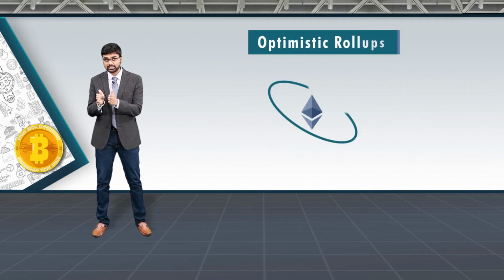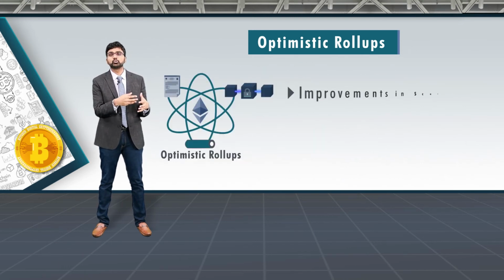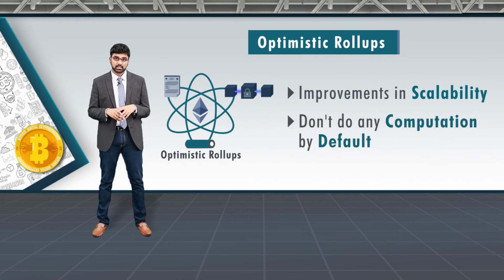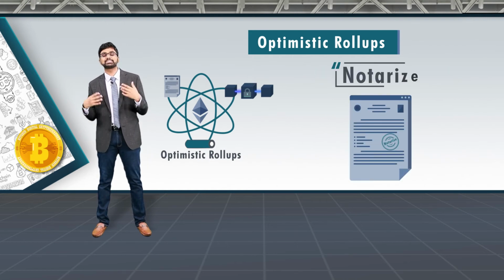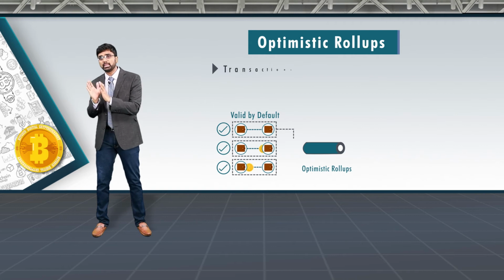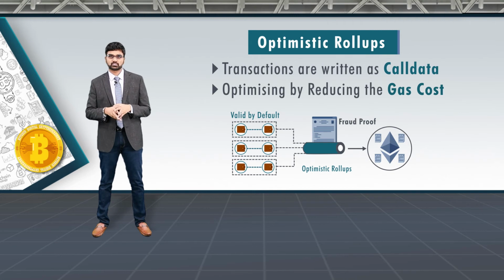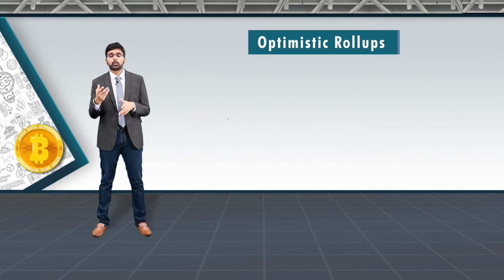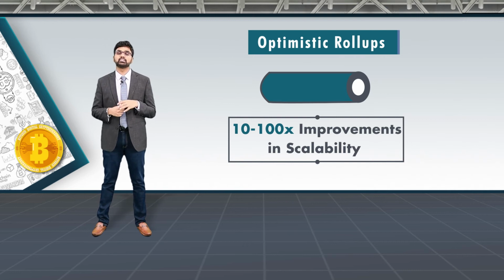Optimistic rollups sit in parallel to the main Ethereum blockchain on layer 2. They can offer improvements in scalability because they don't do any computation by default. Instead, after a transaction, they propose the new state to mainnet or notarize the transaction. In optimistic rollups, transactions are written to the main Ethereum chain as call data, optimizing them further by reducing the gas cost. As the computation itself is low, the expensive part of using Ethereum, optimistic rollups can offer up to 10 to 100x improvements in scalability depending on the transaction.